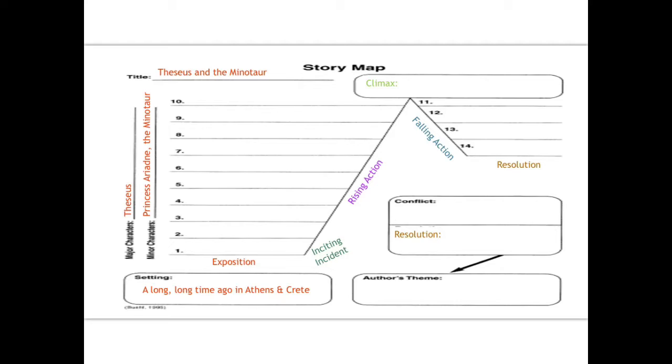In the exposition, we can identify the setting, which was a long, long time ago in Athens, Crete. Our major character is Theseus. Two examples of minor characters would be Princess Ariadne and the Minotaur. Of course, always remember to include the title of your story, in this case, Theseus and the Minotaur.